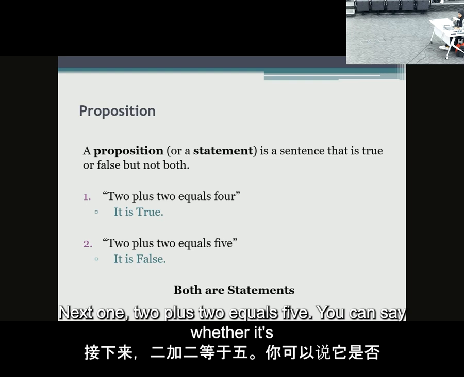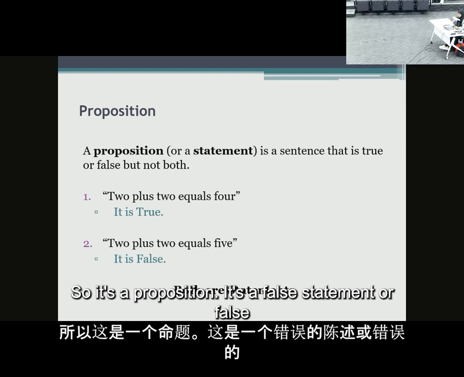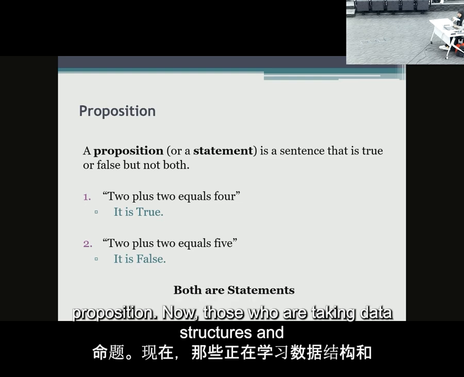Next one, 2 plus 2 equals 5. You can say whether it's true or false. It's false, right? You can determine that. So it's a proposition. It's a false statement or false proposition.